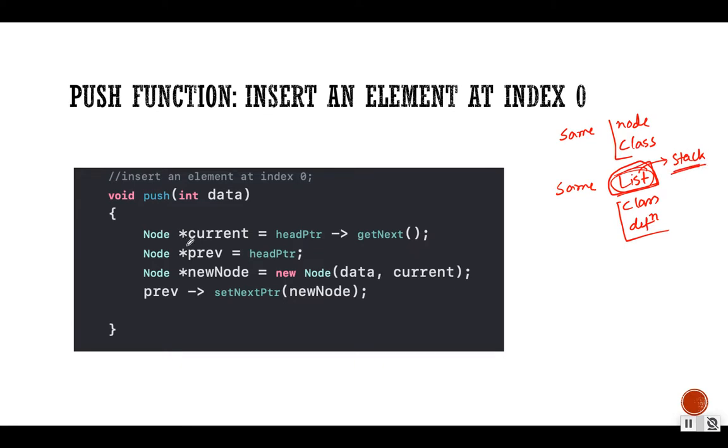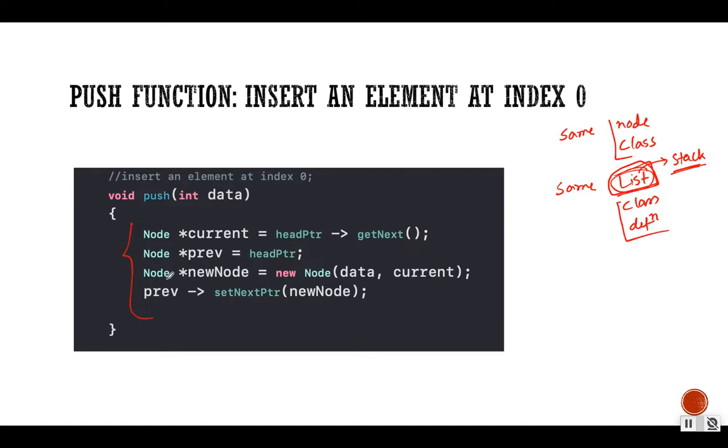Now let's implement the push function. The push function is the same as inserting an element at index 0. So how does this function work? We are going to have two temporary pointers, current and previous.